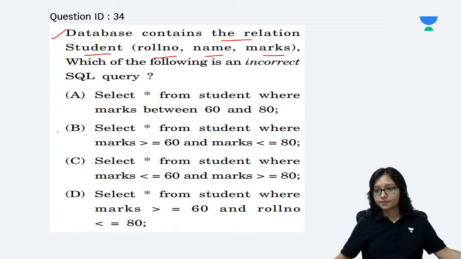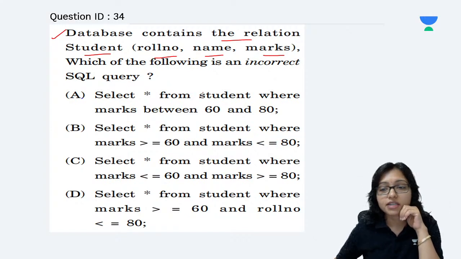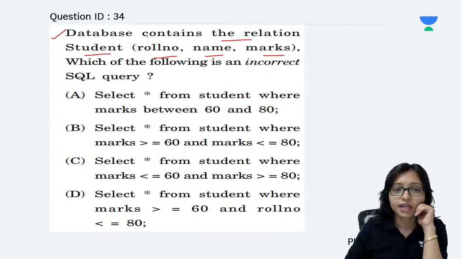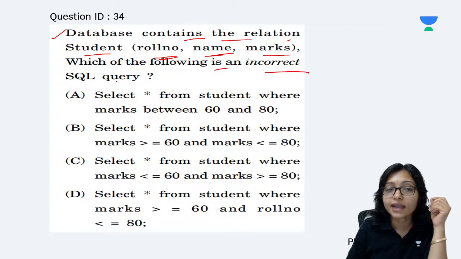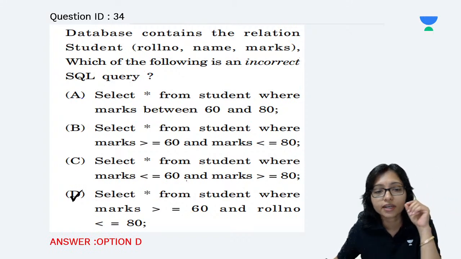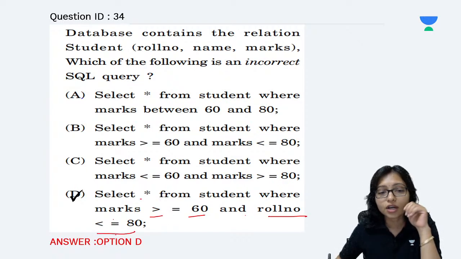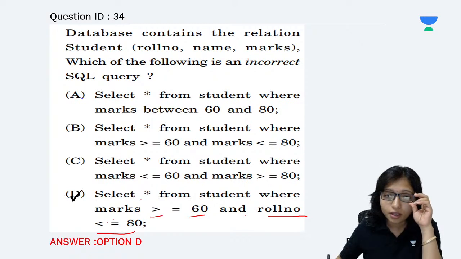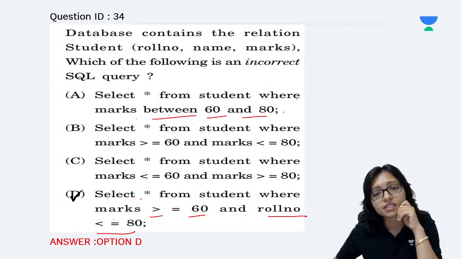Now do this one. Okay. So select star from the student. Here a database contains the relation student, roll number, name, marks. Which of the following is incorrect? It is asking you the incorrect SQL query. Which one is the incorrect SQL query? Select star from student where marks greater or equals to 60 and roll number less or equals to 80. Here it is select star from students where marks between 60 and 80.